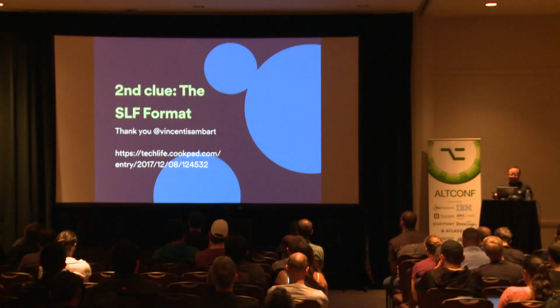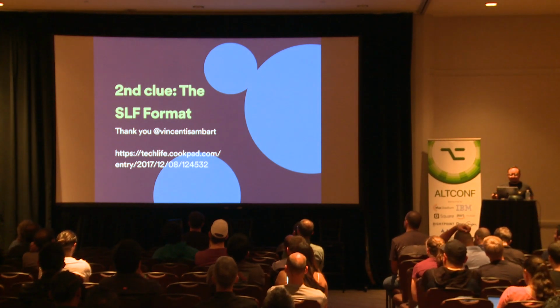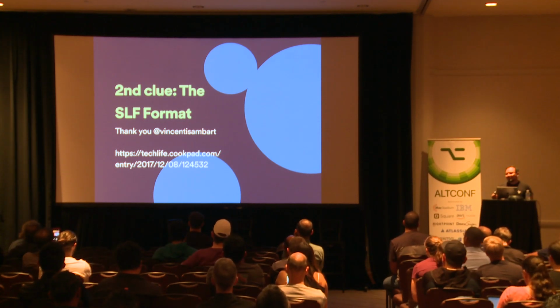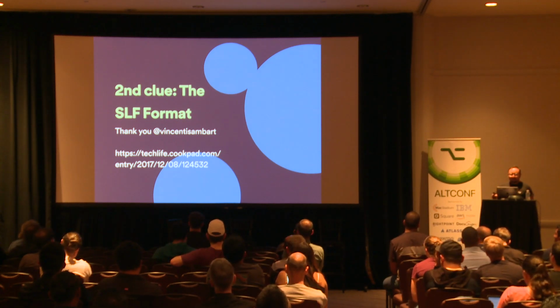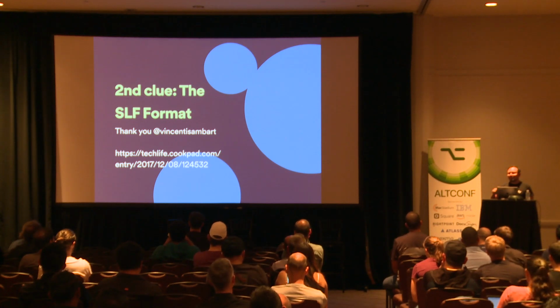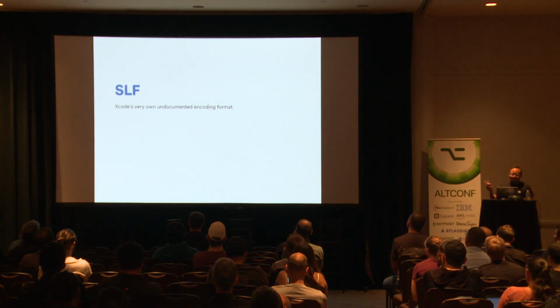And then we found a second clue, thanks to Vincent Isambert. Vincent Isambert wrote this blog post two years ago in Japanese, because he lives in Japan. But you can use Google Translate to understand it. Basically, he explains how this format works. He based his findings on a Haskell script that he found on GitHub without documentation. I do not know Haskell, but he does, and he wrote a Ruby script to do the same and explain more about the format. So this format is Xcode's very own undocumented encoding format.